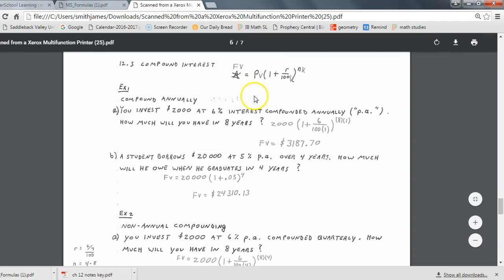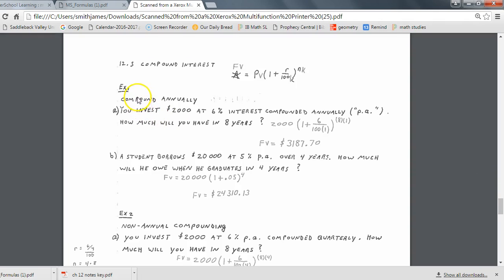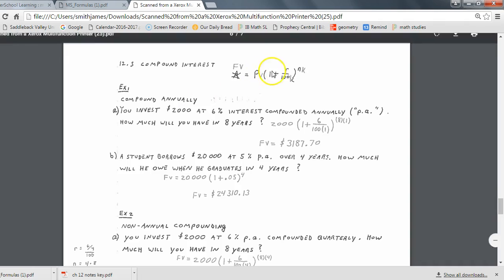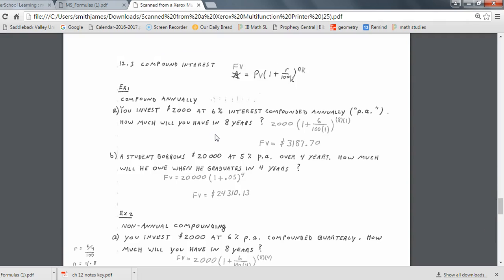So here's the formula up here at the top that we're going to be throwing into. So for example 1, notice these are both just compounding annually. So that's going to mean K is simply 1 because this is happening once per year. So if you invest $2,000 at 6% interest, and if it's compounded annually, so sometimes instead of saying compounded annually, the book will just throw in this. This is the Latin per annum, which is the same thing as saying once per year. So all this means is that K is 1. That's all that's telling you. It happens once per year.